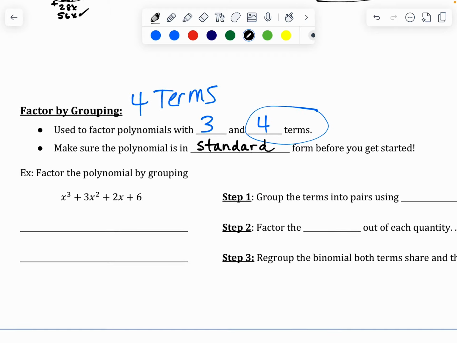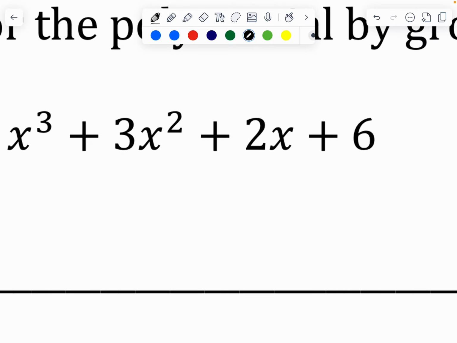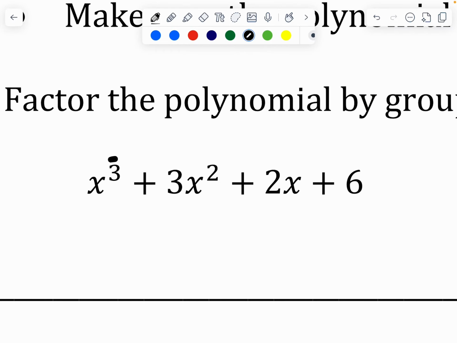So if I look at the example below, it says factor the polynomial by grouping. I have to check, is it in standard form? Is the highest exponent first? Yes, it goes 3, 2, 1, and to my constant. So yes, that is in standard form because it goes from highest exponent to lowest exponent.